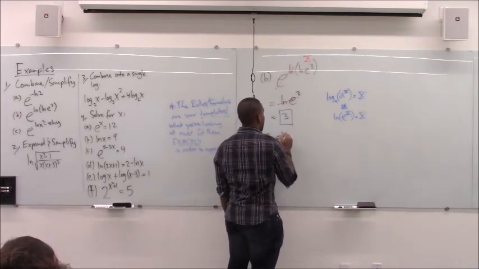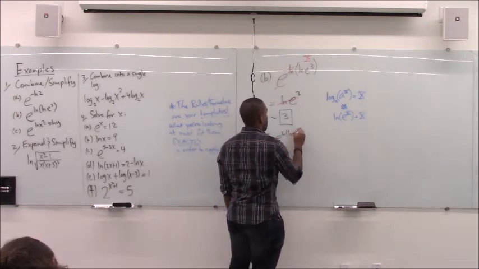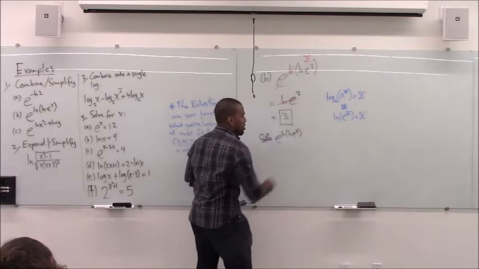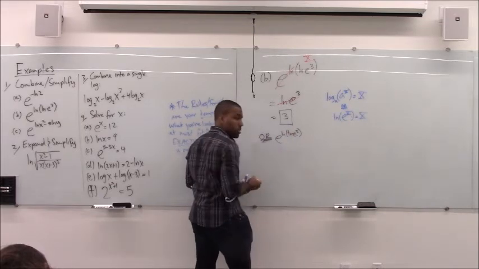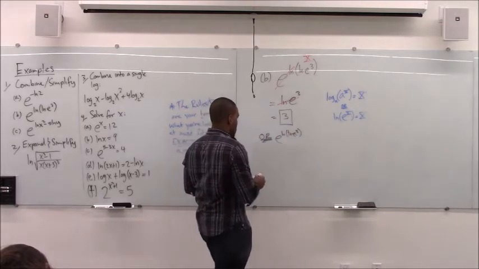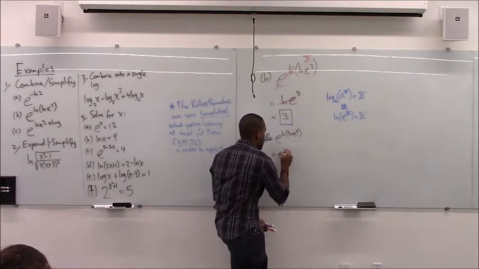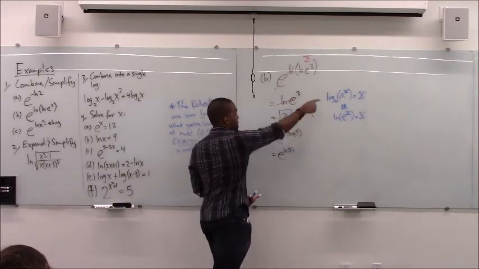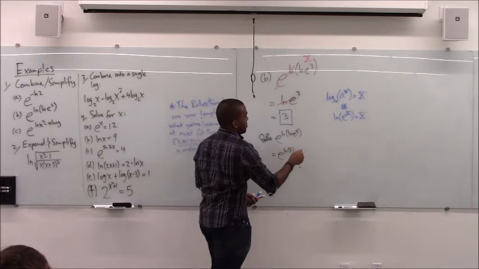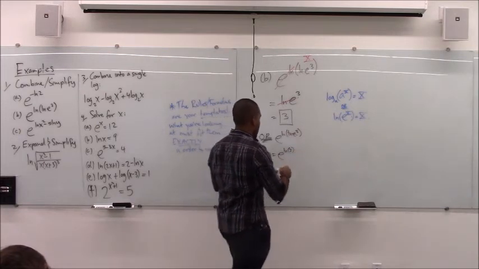Or notice, if I have e to the ln of e to the 3, I could have applied this rule first, just apply it in the power. And then I would have e to the ln, that's going to be 3. And then I apply, well, the other rule that I erased.